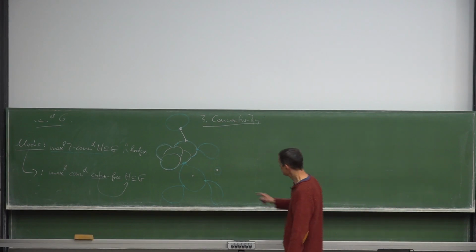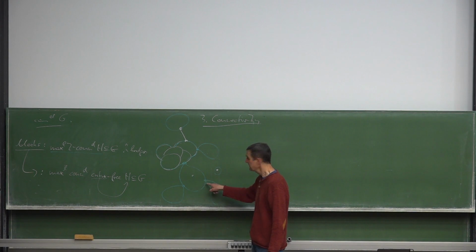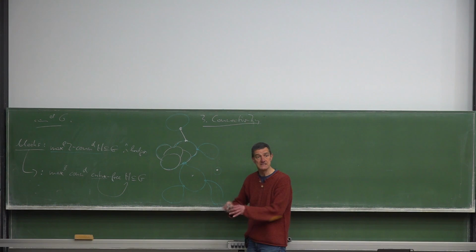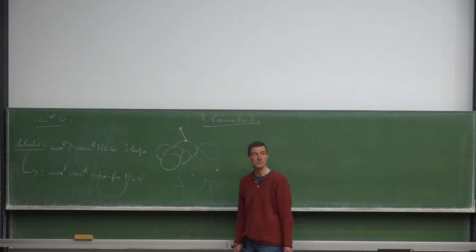Okay, so every vertex that does lie in different blocks is a cut vertex of G, and it separates. So cut vertex means it's a separating vertex. It separates two other vertices that are in the same component, that are not normally separated.